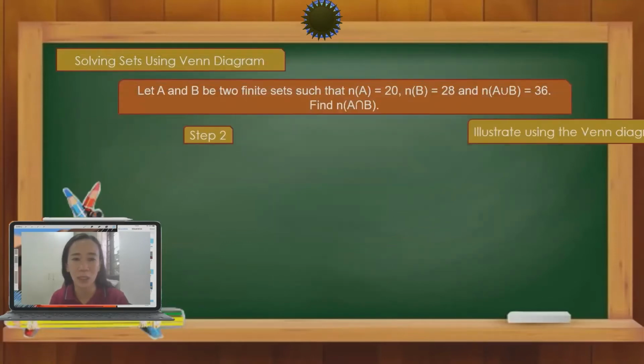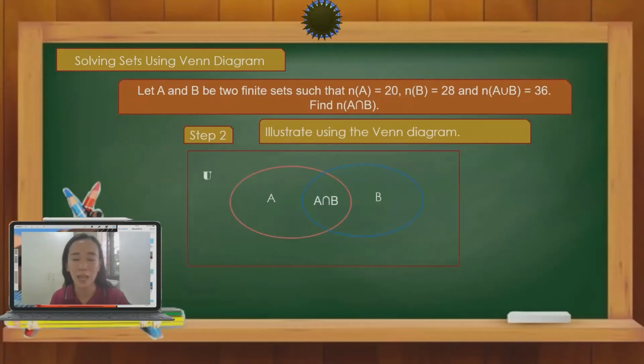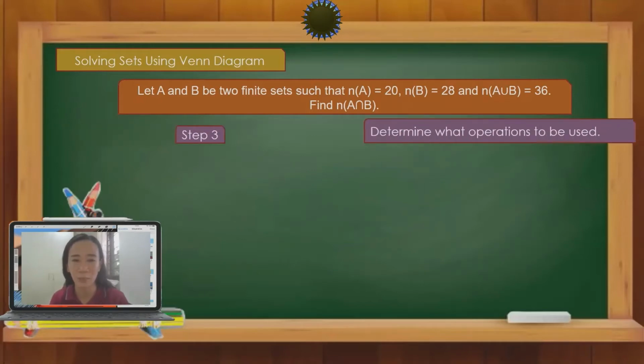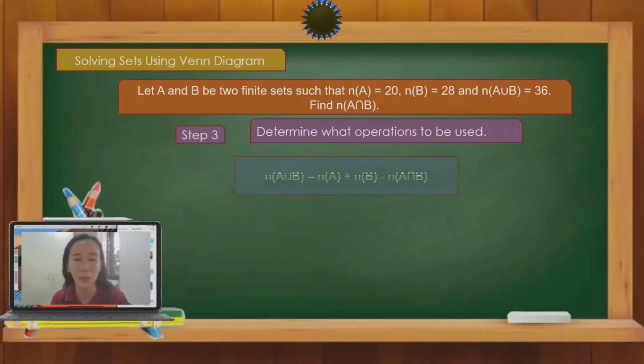Step 2, illustrate using the Venn diagram. So we have here set A and set B. We're looking for this part, the intersection of A and B. Step 3, determine what operations to be used. We actually have a formula in finding the union of sets A and B. That is the cardinality of A plus the cardinality of B minus the intersection of A and B.